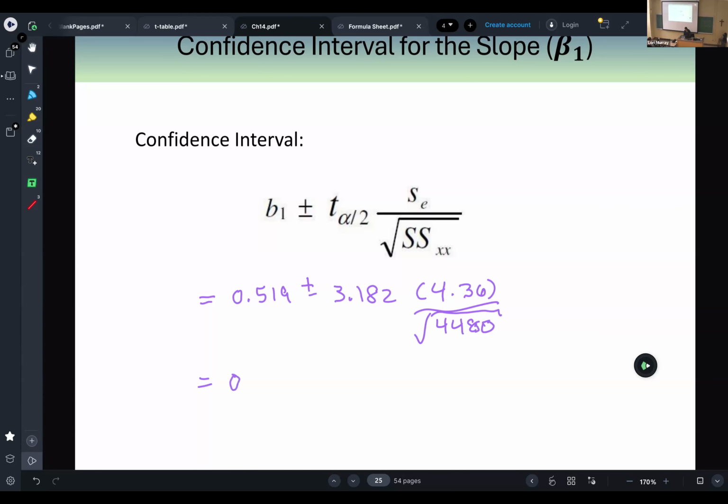So I got 0.312. We're rounding to 3. Yeah, it's always good to round to 3. Even my standard error of the estimate, I guess we could have gone to 3. It's always good to round to 3. It keeps our rounding error rate down. And we had an upper value. 0.519 plus 3.182 times 4.36 divided by the square root of 4480.